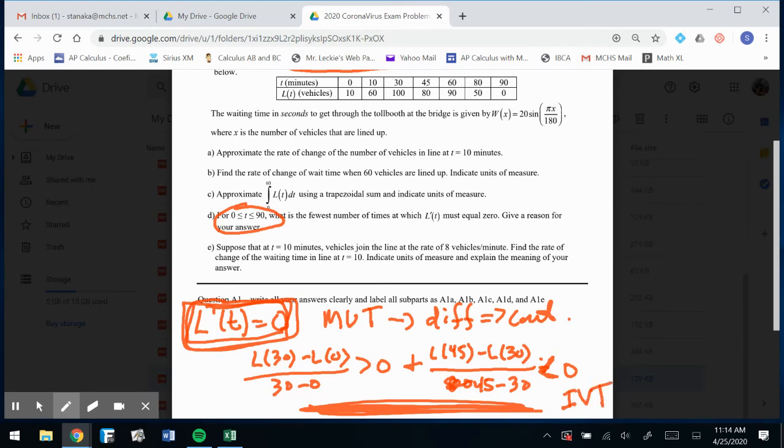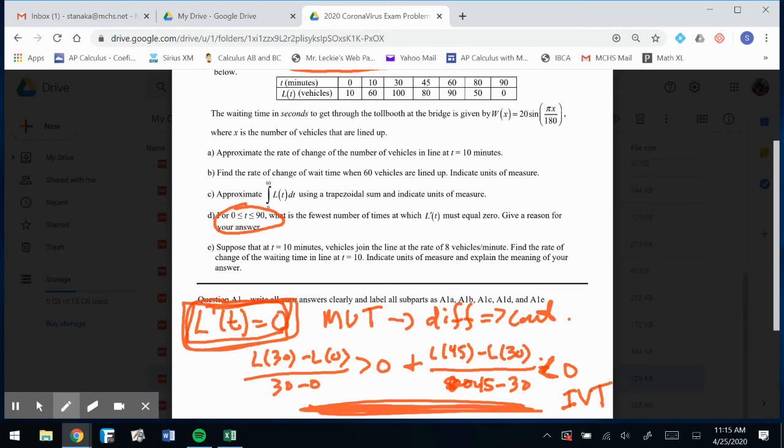So then I'd want to explain that, okay? Since L is differentiable, it has to be continuous, which means by the IVT, since your rate of change is greater than 0 from 30 to 0 and less than 0 from 45 to 30, then the IVT guarantees that there has to be a rate of change that's going to be 0, thus showing us that L prime of t would have to be equal to 0 by the MVT. And I know that's a lot to take in, okay? And I think the teacher's just doing this problem to sum up both of these very important theorems.